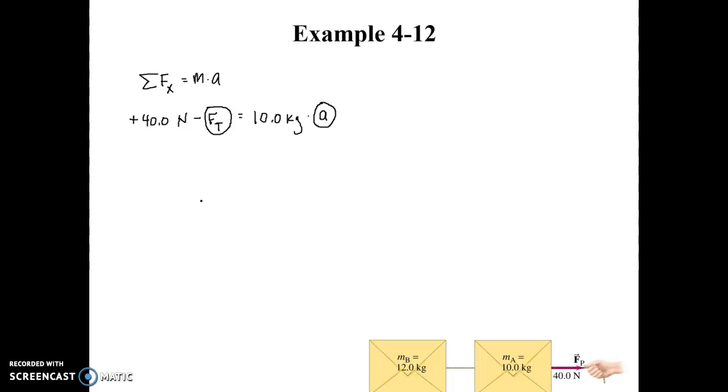Let's move on to the second box, box B here, the one that has a mass of 12 kilograms. If we apply Newton's second law of motion to it again, we've got sum of forces in the x direction equals mass times acceleration. And so the only horizontal force being applied to this box is the tension in the rope that is pulling it to the right. And so that is equal to its mass, 12.0 kilograms, times acceleration.